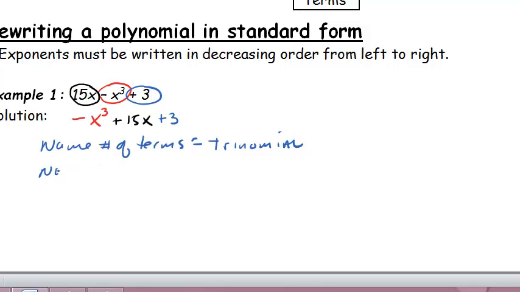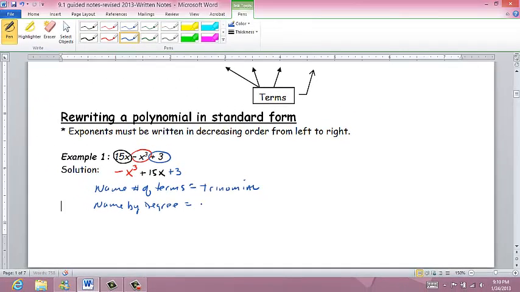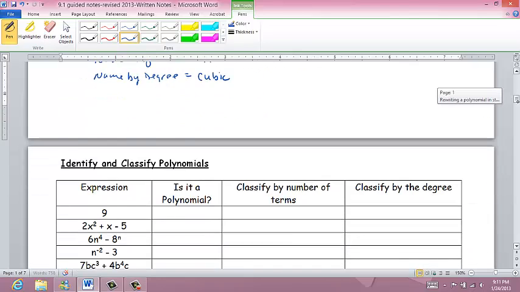Now, what would the name by degree be? The name by degree, oh, what's the highest degree? 3. What do we call a degree 3 polynomial? A cubic. Okay, so that's writing in standard form.